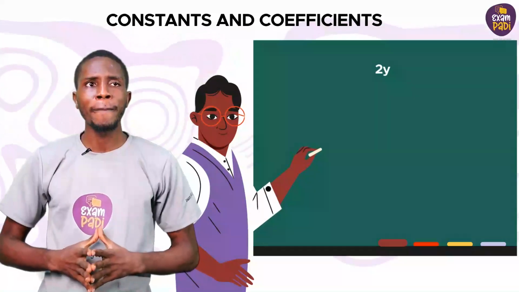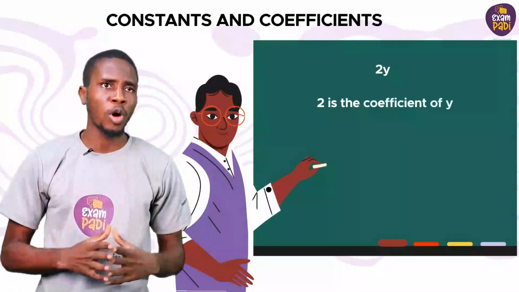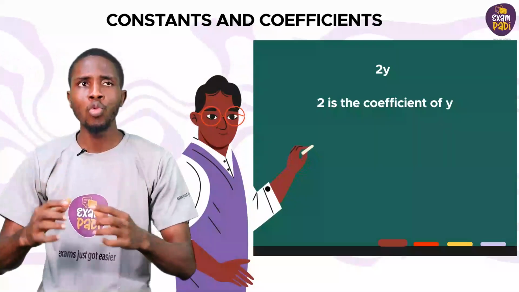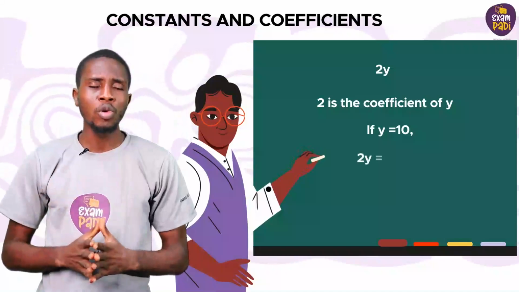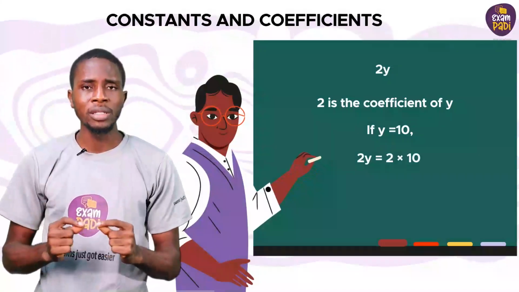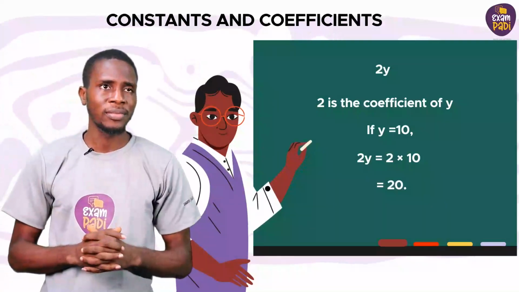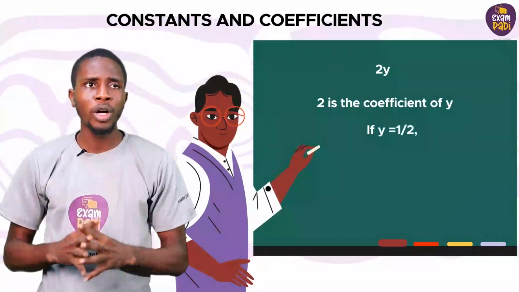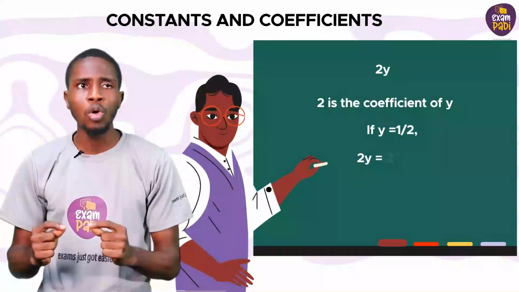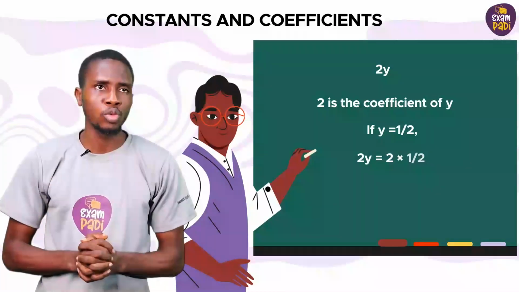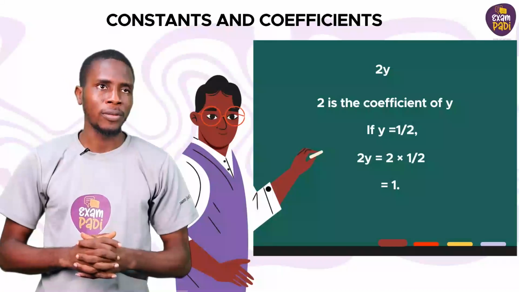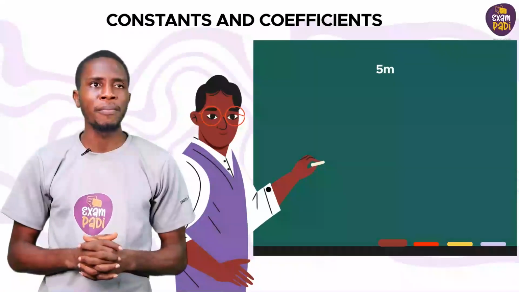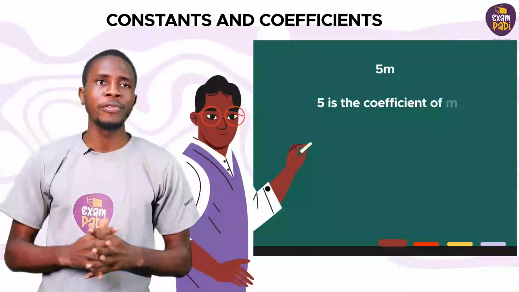In 2y, the 2 is the coefficient of y. We know there are 2 y's. If y equals 10, then 2y equals 2 multiplied by 10, which equals 20. If y equals 1 over 2, then 2y equals 2 times 1 over 2, and 2 times 1 over 2 gives us 1.